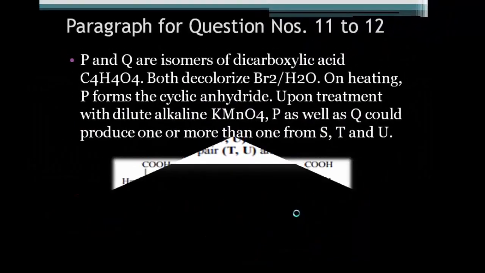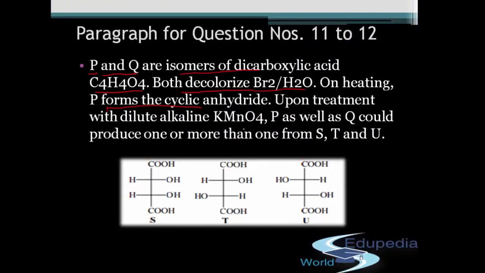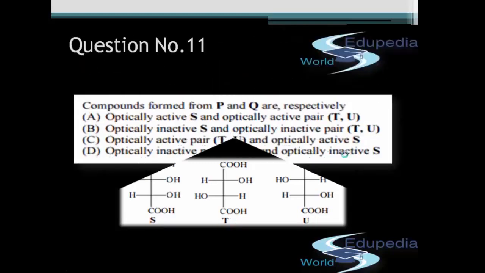Let us read the question further. It says upon treatment with dilute alkaline KMnO4, P as well as Q will form some of the compounds which have been given as S, T and U. Now what you need to understand over here is that dilute alkaline KMnO4 is used for dihydroxylation. Dihydroxylation means addition of 2 OH groups, right? And the kind of addition it does is syn addition. Syn addition means both the groups are added from the same side of the double bond, right?